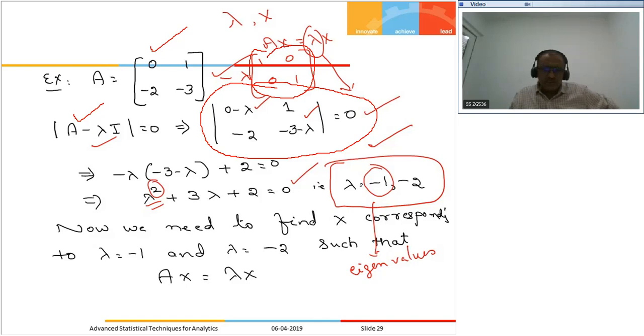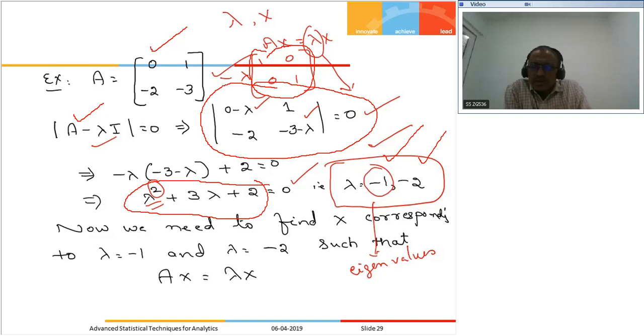Then suppose we are getting this equation. If we solve this, we'll get lambda equal to minus 1 and lambda equal to minus 2. These are the scaling factors. Now, if these are the scaling factors, then what are the corresponding eigenvectors? That is, what are the directions in which we can scale with a factor minus 1 and a factor minus 2? So we have to find them separately. When lambda equal to minus 1, what is its corresponding eigenvector? Similarly, when lambda equal to minus 2, what is its corresponding eigenvector?